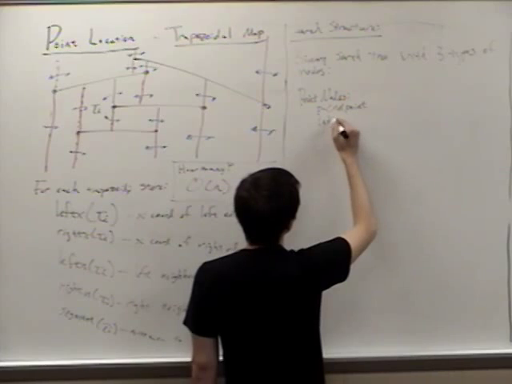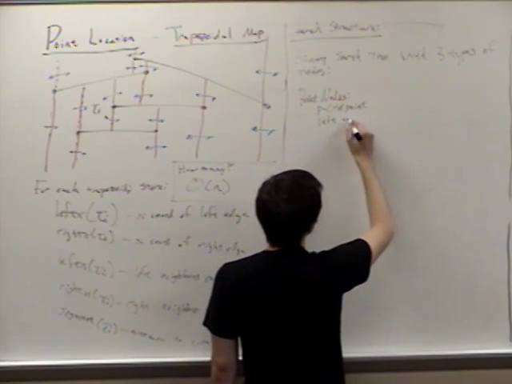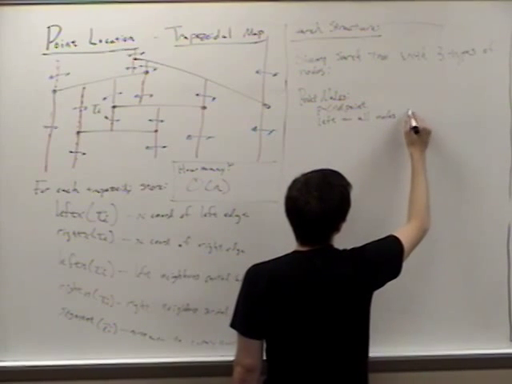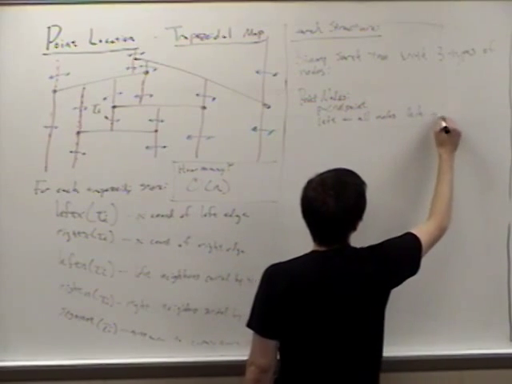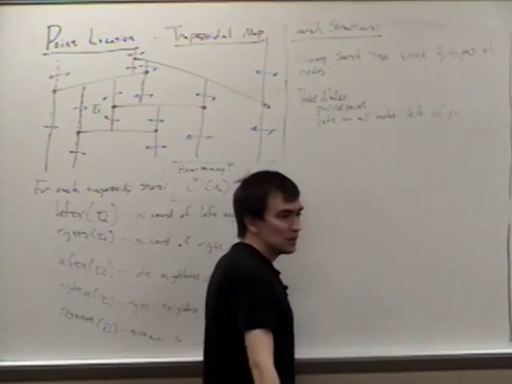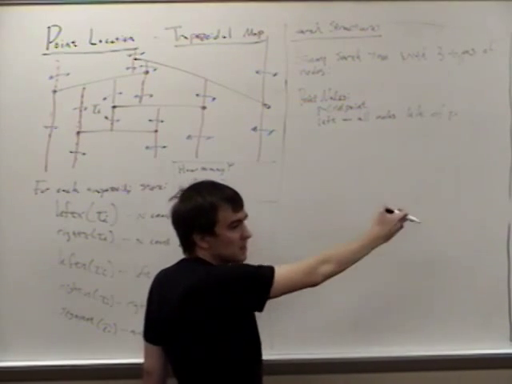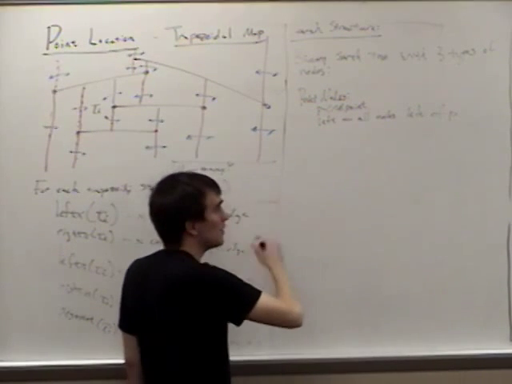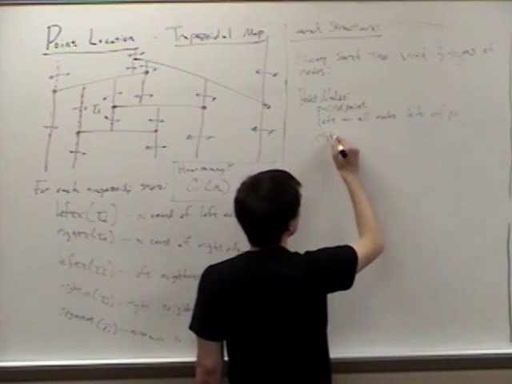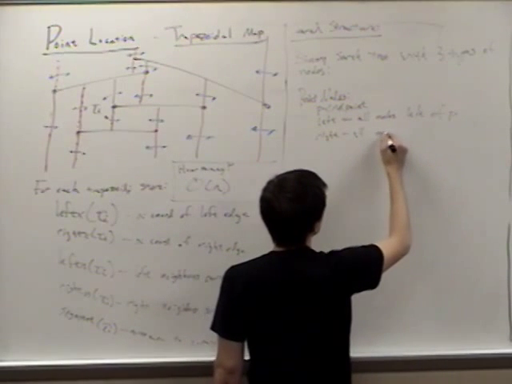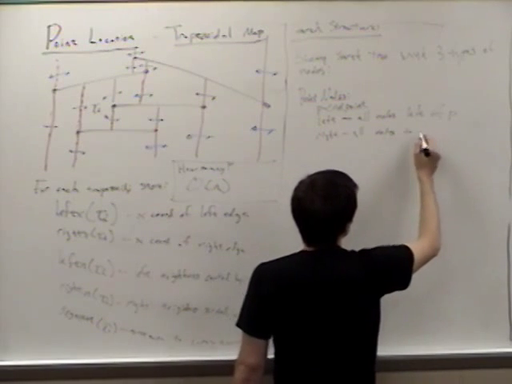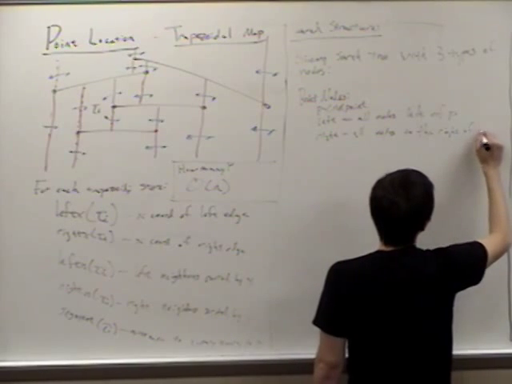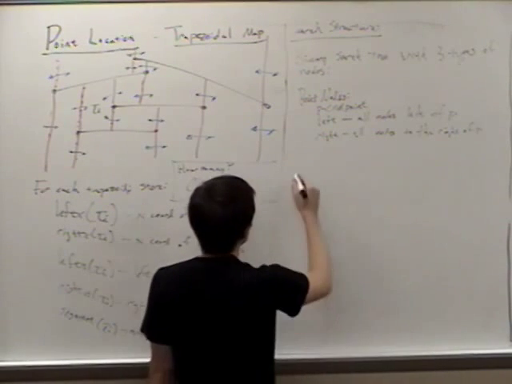We'll have the left subtree, which is basically all nodes left of P, right? So we're going to think of this as it partitions space along this axis here, and everything to the right is going to be in the right tree, everything to the left is going to be in the left tree, right? So you have a right tree, which is all nodes to the right. Okay? And we're going to have line nodes.